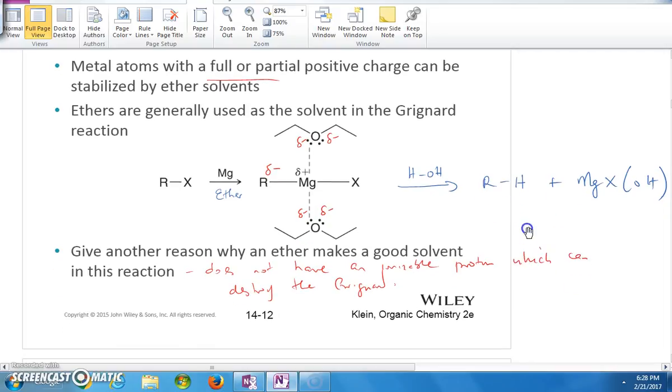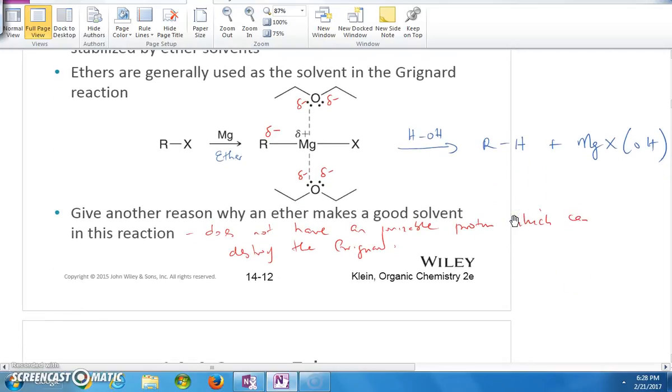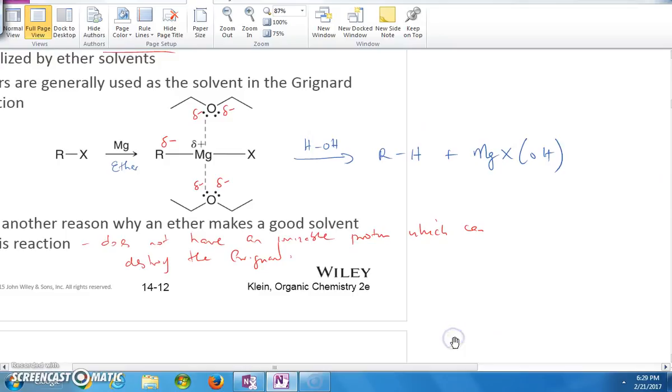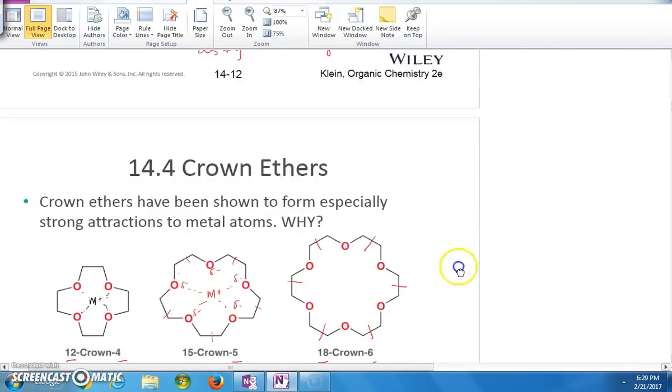And another reason why ethers are good solvents for carrying out Grignard reactions is that they do not have an ionizable proton, which can destroy the Grignard. And so that is a huge advantage, because you recall, in the presence of an ionizable proton, the alkane is formed with the formation of the salt.